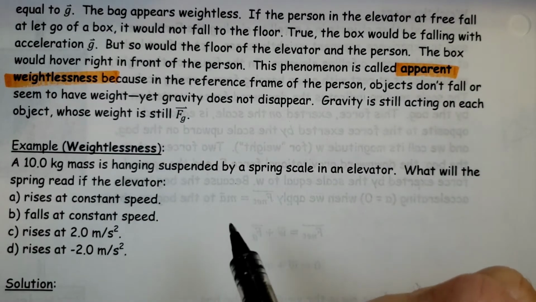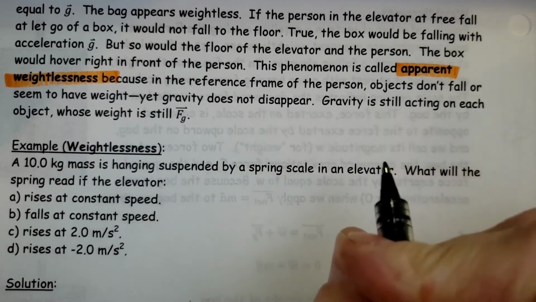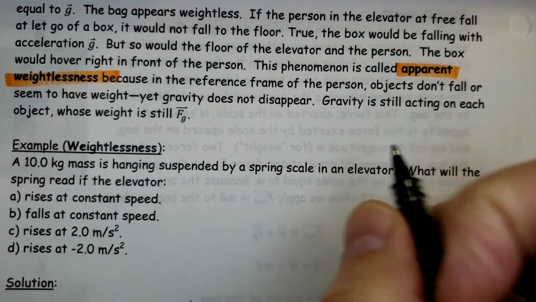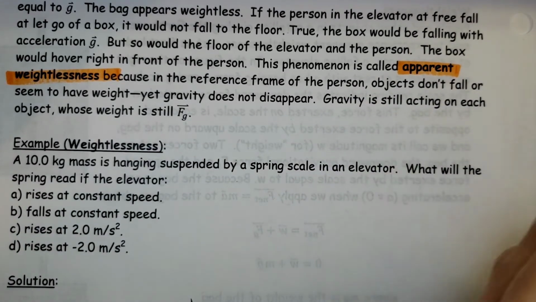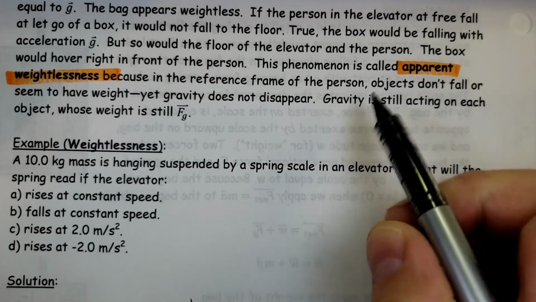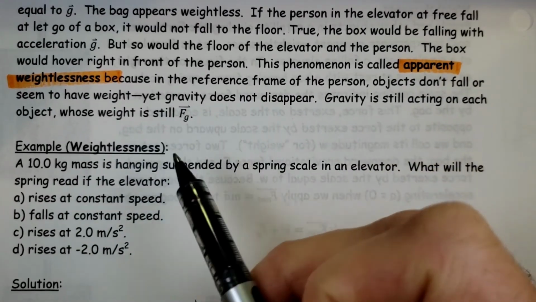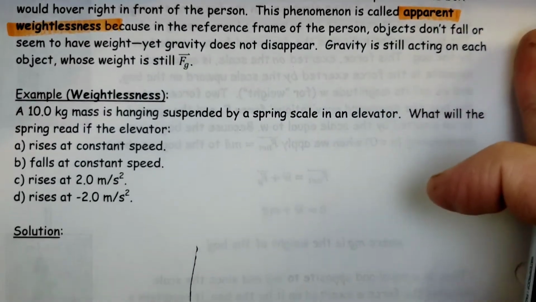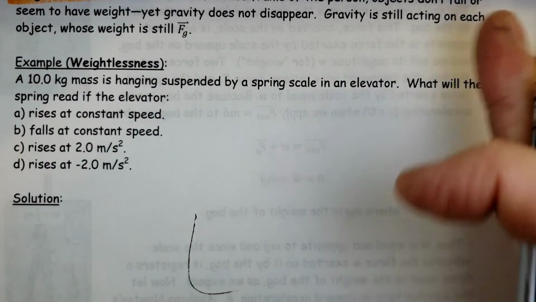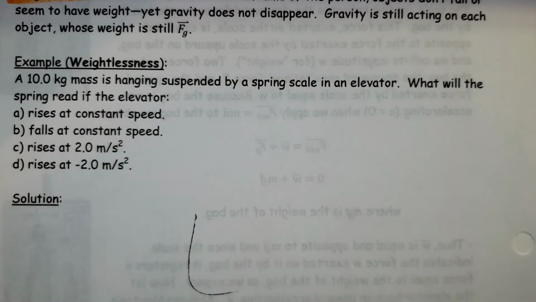So quite often you see videos of astronauts training in an airplane. That airplane is actually falling at the rate of gravity, so everything inside appears to be weightless. So gravity is still acting on it, but because of the movement of that object, it looks like weightlessness is happening. So let's do a further example with this, very similar to what we did on the previous page.